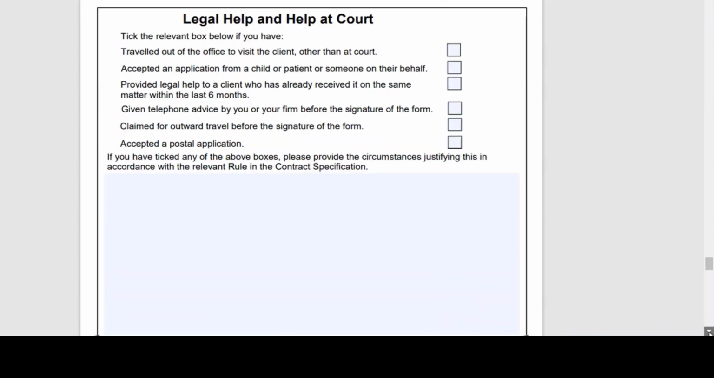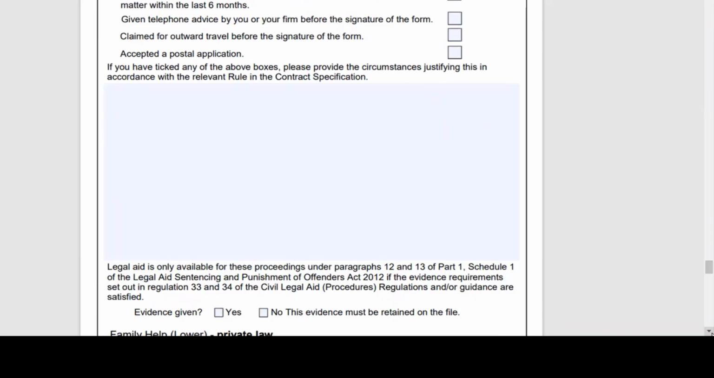So on the next page, legal help and help at court, you're telling us other information that relates to the matter. So if you've done something like travelling out to see the client, perhaps because they were unable to get to the office, you'd give us the details here. As I've mentioned, you might have provided legal help to a client who's already received it on the same matter within the last 6 months. You're telling us why here. So any of these reasons, give us some further information so we can see why actually this is a completely justified step on your part.